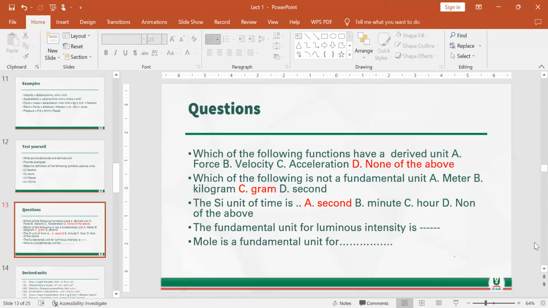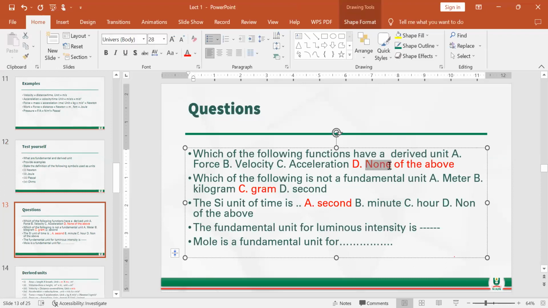Question: which of the following quantities have a derived unit? We have force, velocity, acceleration, none of the above. All of them have a derived unit. All of the above, you are correct. So which of the following is not a fundamental unit? A, meter, B, kilogram, C, grams, and D, second. So gram is not a fundamental unit.